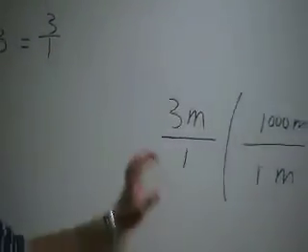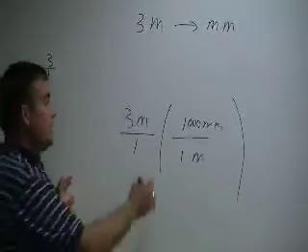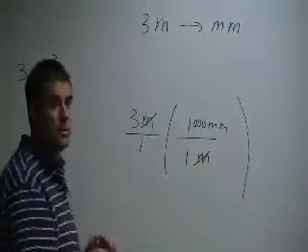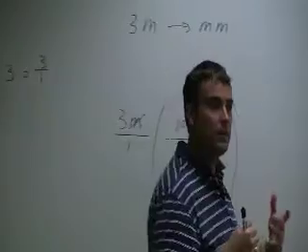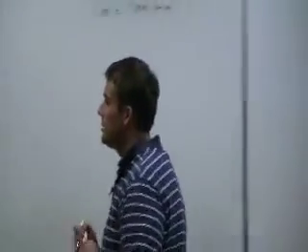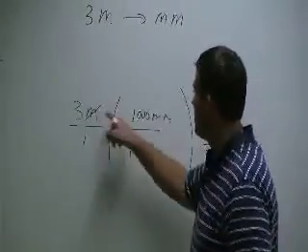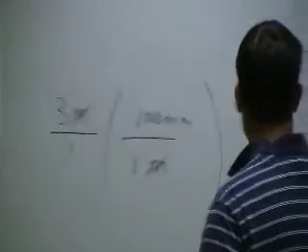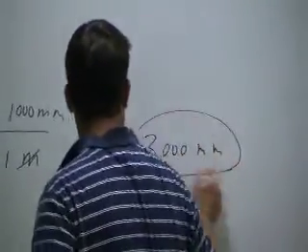Now, why would I put the meter on the bottom? The idea is to get these units to cancel. Things on the top will cancel with things on the bottom. Now, your book uses a word called dimensional analysis. And all they're talking about is thingies on the top will cancel with thingies on the bottom. The big word for that is dimensional analysis. So naturally we're going to take 3 times 1,000 to be 3,000 millimeters.